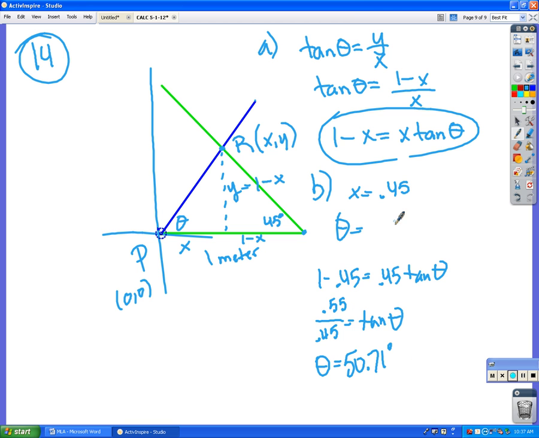So if we started out with x equals 0.5, theta equals 45 degrees, how many degrees did we have to increase this by? 5.71. So change that into radians. So go 5.71 degrees times pi over 180. 0.099. Perfect. 100% sure that's correct.